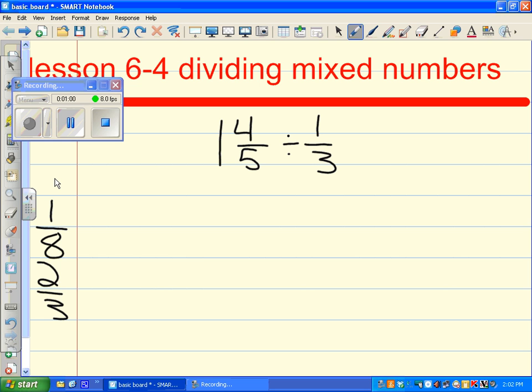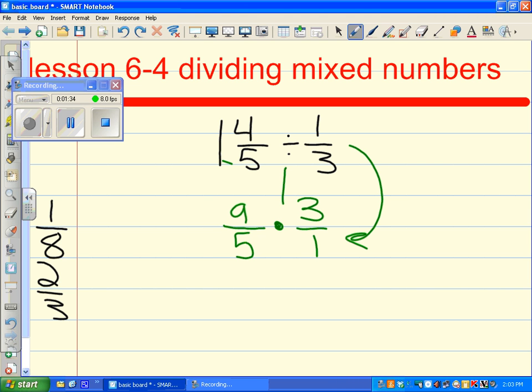Let's go ahead now and solve this problem. First, we have to make this into an improper fraction. It's possible to do it without making it improper, but it's complicated. Let's just go right ahead. 1 times 5 is 5, plus 4 gives me 9/5. And instead of dividing, I'm going to switch to multiplication, and I need to make this into the reciprocal, which instead of 1 over 3 becomes 3 over 1.